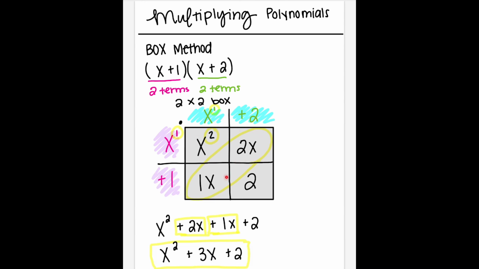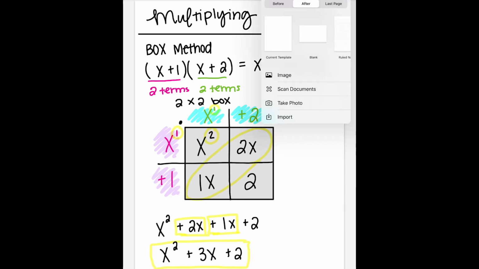Otherwise, once we finished multiplying and we had all the values in the box, we simply added them together, putting plus signs between them. Our final answer is the simplified expression x squared plus 3x plus 2. So x plus 1 times x plus 2 is equal to x squared plus 3x plus 2.